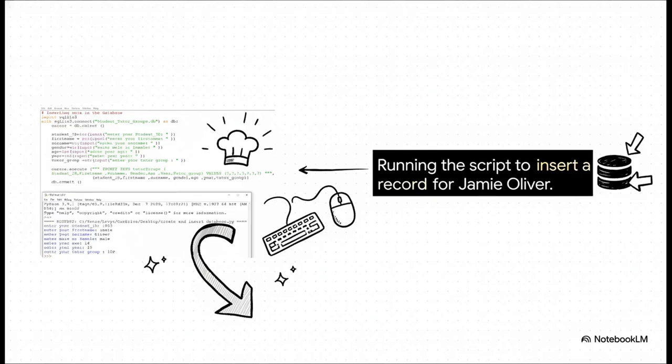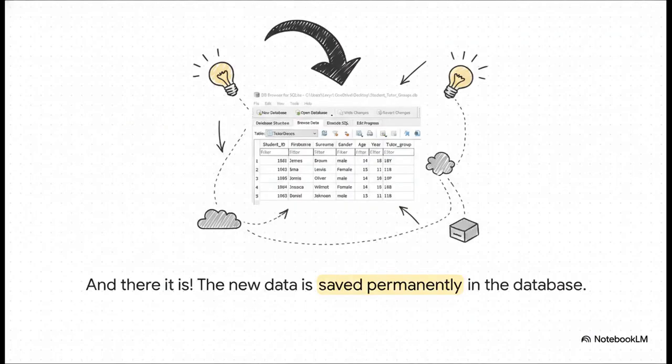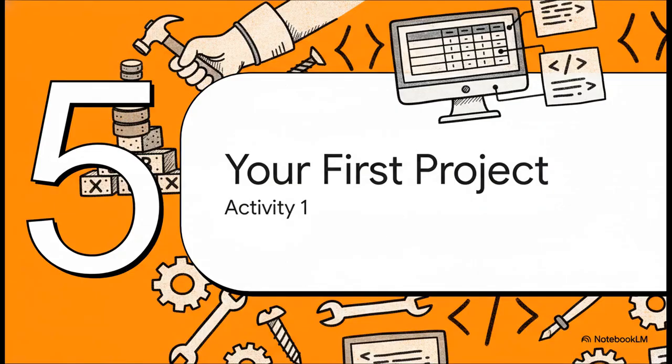Okay, here we go. We run the script, and look down in the terminal window at the bottom. It's prompting us for each piece of information. We'll just type in the details for a student named Jamie Oliver, and once we've entered everything and hit enter, and boom, this is it. This is the aha moment. We open up our database file with a little browser tool and look at that. Row number 3, Jamie Oliver, age 14, all the data we just typed in. It's there, it's saved. Our Python script now has a memory. It actually worked.